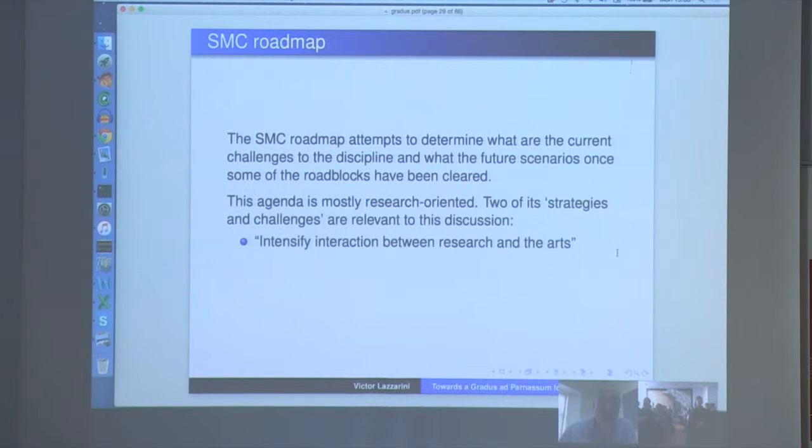So the first one is the idea that we have to intensify interaction between research and the arts. The development of computer music and its future depends very much on this, to go forth. We see that a lot of what we're doing is new and needs to be redefined and found again, and the research is very important, and creates a kind of backbone for the development of the area. So when we talk about research and the arts, we see the very important role of research in composition.